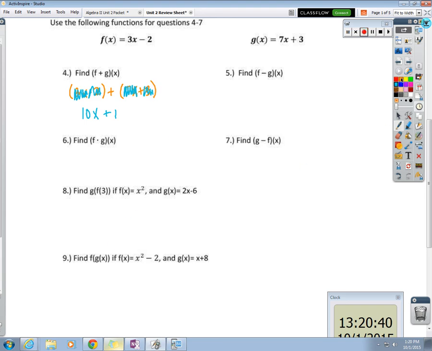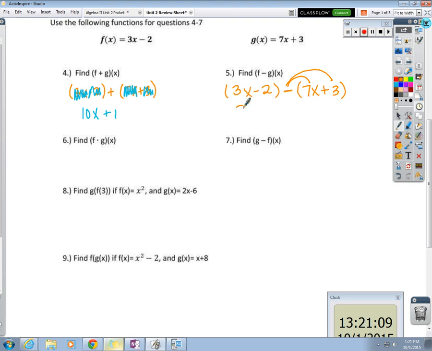Alright, number 5. This time they want you to take those same two functions, f and g, but instead of adding them, they want you to subtract them. Okay, what's different when we subtract? What do we have to do different? Right, this negative sitting on the outside, it doesn't just belong to the 7x, it belongs to the entire g of x function, which is the 7x and the 3. So you have to distribute it to both.